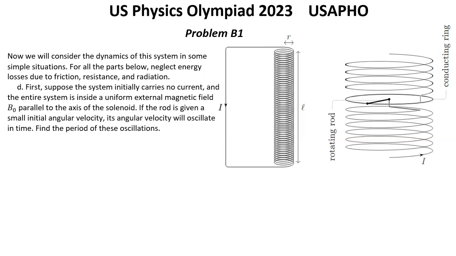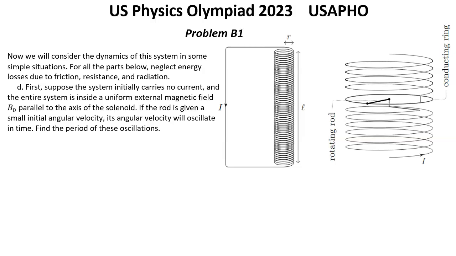Next, we will consider the dynamics of this system in some simple situations. For all the parts below, neglect energy losses due to friction, resistance, and radiation. Part D. First, suppose the system initially carries no current and the entire system is inside a uniform external magnetic field B0 parallel to the axis of the solenoid.